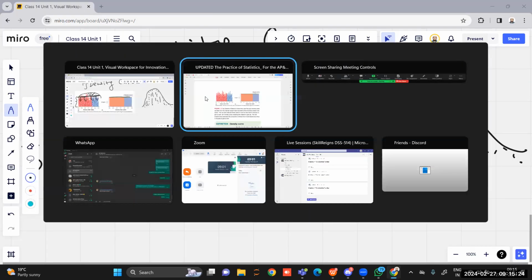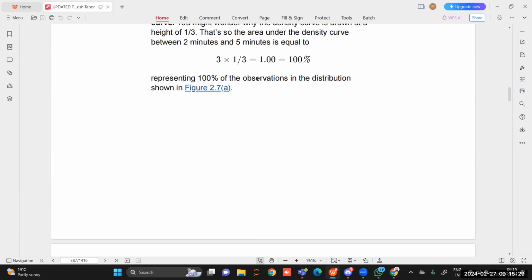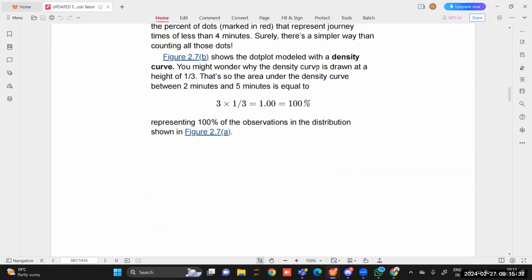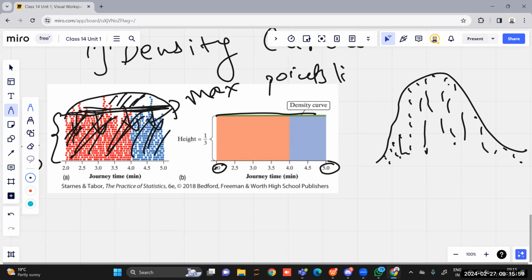Dot plot of Selena's travel. Oh, he has given something here. It shows the dot plot model with a density curve. You might wonder why the density curve is drawn at a height of 1/3. That's so the area under the density curve between 2 minutes and 5 minutes equals 100%. He is telling us that when we draw this line, the data points will be 100%, meaning maximum points will lie inside it.